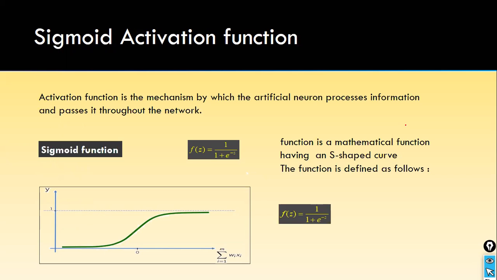Okay, this is the sigmoid function, f of z. This function is a mathematical function having an S curve. The function is defined as follows. The threshold function outputs 1 when the input is positive and 0 otherwise. Okay, that is what you need to remember.